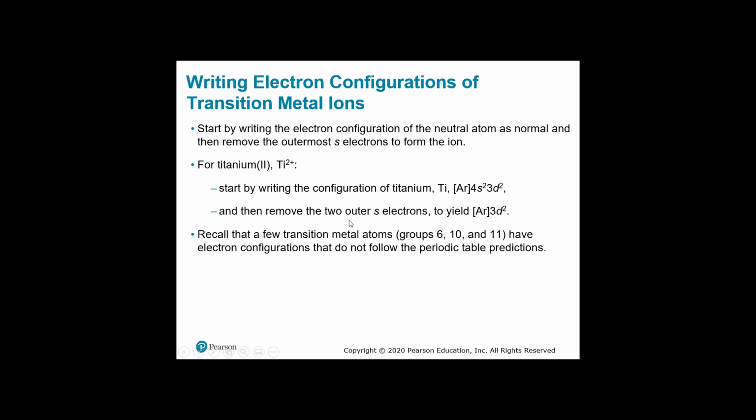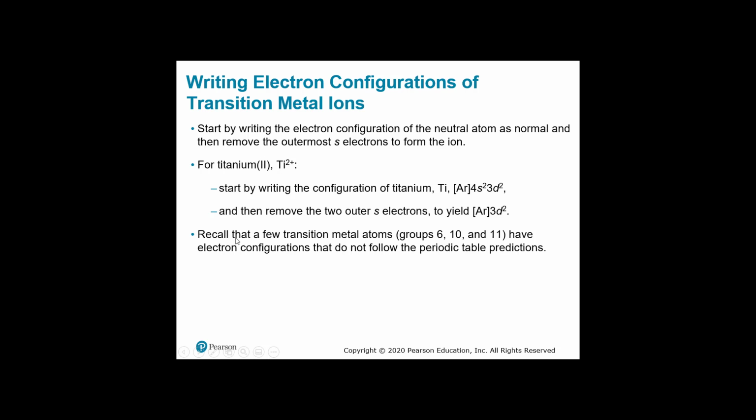Okay, so start by writing the electron configuration as normal, and then remove the outermost electrons to form the ion. So in this case, write it out normally. Write it out as you would. Don't confuse yourself. Make it as easy as possible. And then, the 2 electrons are in the s orbital. Take these out first, and that you would see are the two outer s electrons, and this is the new electron configuration for the ion.